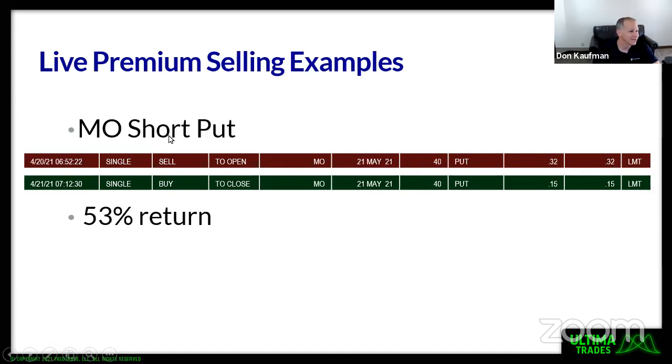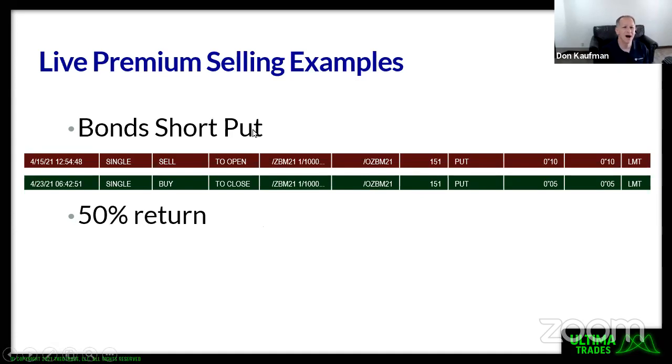Okay, I'm even skipping trades. Oh, here's the Mo. Mo actually had some skew the other day. Okay, so took advantage of it. I sold the 40 puts only for a whopping 32 cents, covered them literally the next day for a 53% return. Okay, bond short put, again, 50% return over here. It's the 151 puts. Bond short call, 167 calls covered for a 50% return.